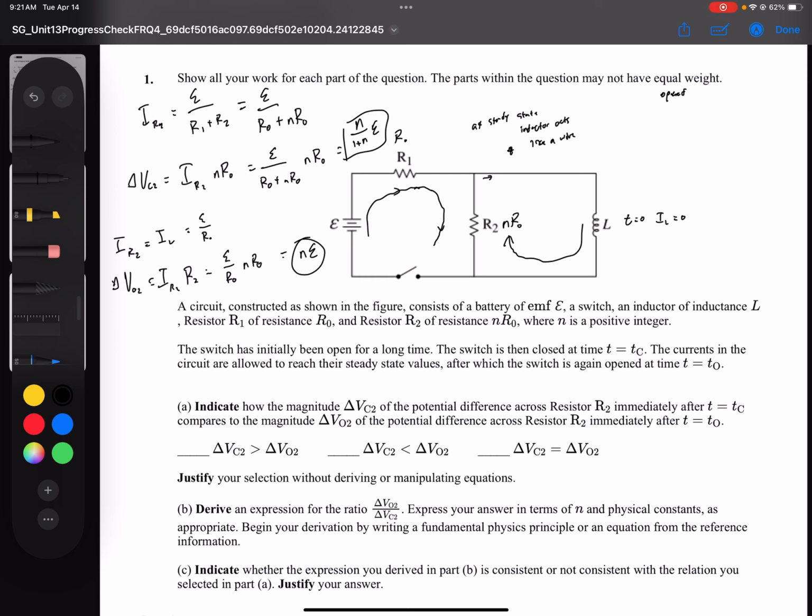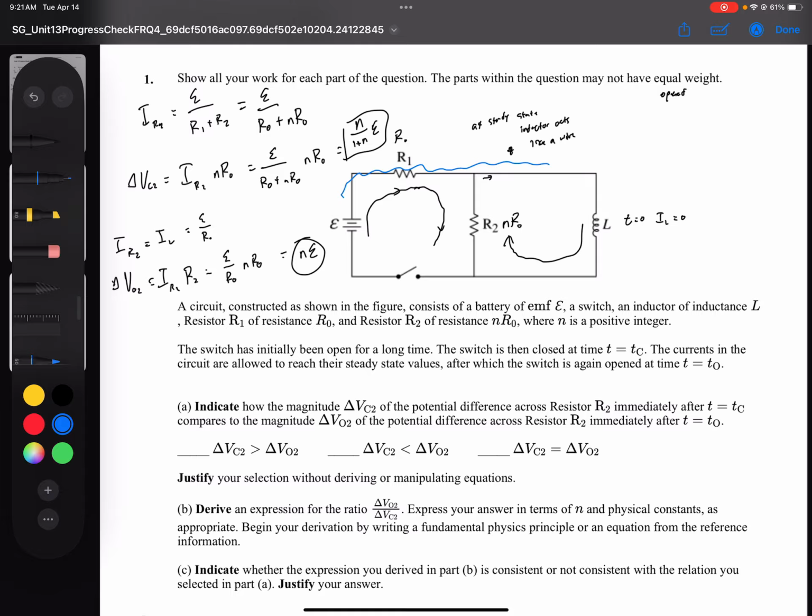If I compare these two values, I know that the potential difference across resistor 2 immediately after the switch is closed is going to be less than the potential difference immediately when the switch is opened. Here I know the denominator 1 plus N has to be greater than the numerator N, right? So when the switch is closed, only current is flowing through R1 and R2. After it reaches steady state and I reopen the switch, I have current flowing from just the inductor into R2. And the amount of current flowing through the inductor we see is epsilon over R naught.